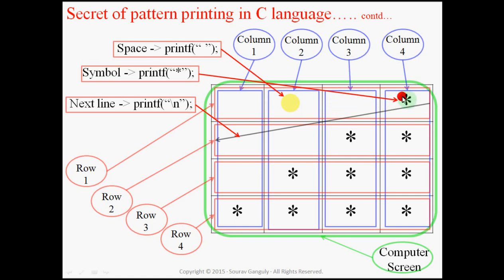Then we want to print a symbol. We have to use this command, that is printf star. If we want to replace this star with any other symbol, then just replace it here. That means replace the star with A, B, C, D or ampersand, anything, and it will print here. When we want to send the cursor to the next row forcefully, we have to use this printf backslash n. \n means next line.